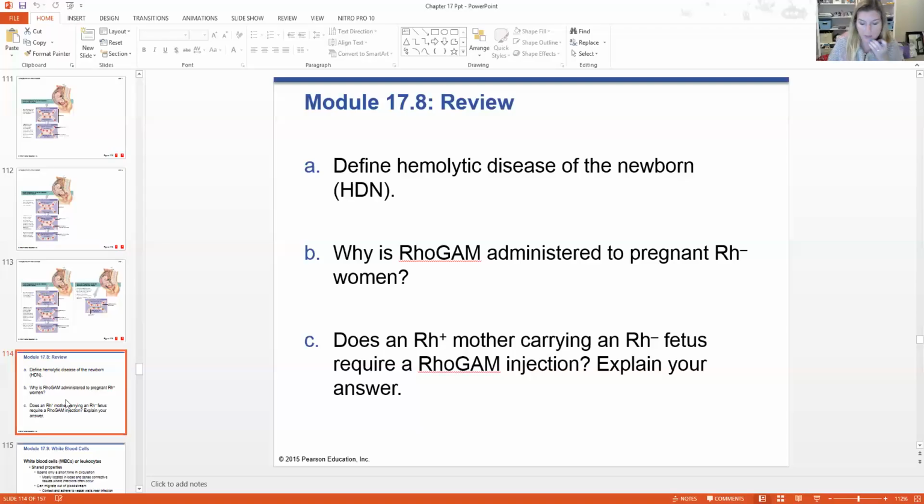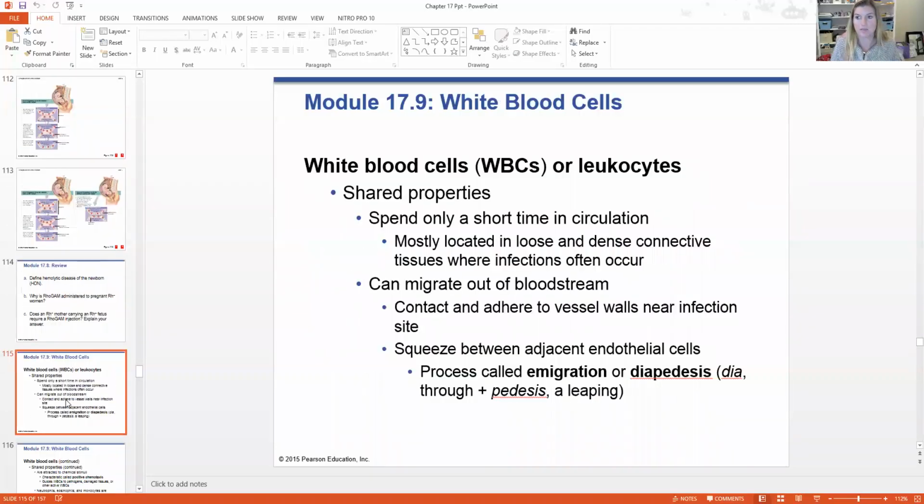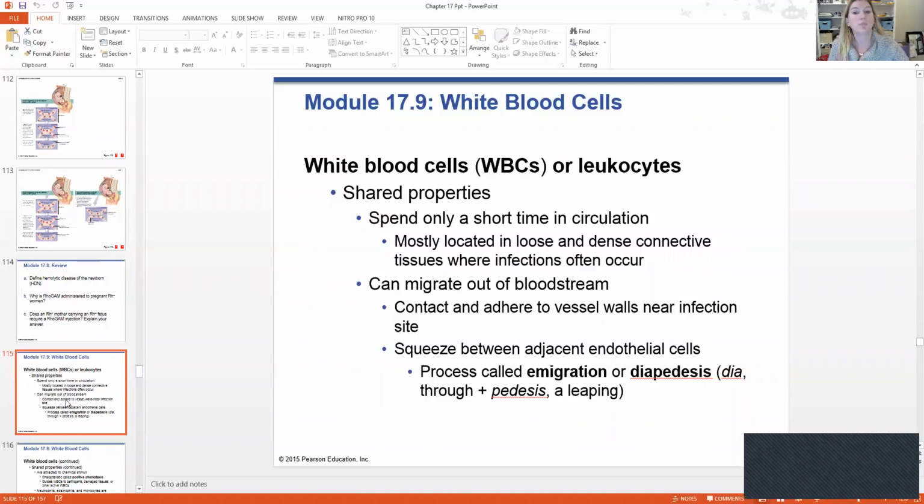Hey everybody, we are back and talking about white blood cells and the different types of white blood cells. I'm going to switch to screen share mode here so you can see what I'm talking about. We left off talking about hemolytic disease of the newborn in our last lecture. White blood cells, WBCs, leukocytes, same thing.